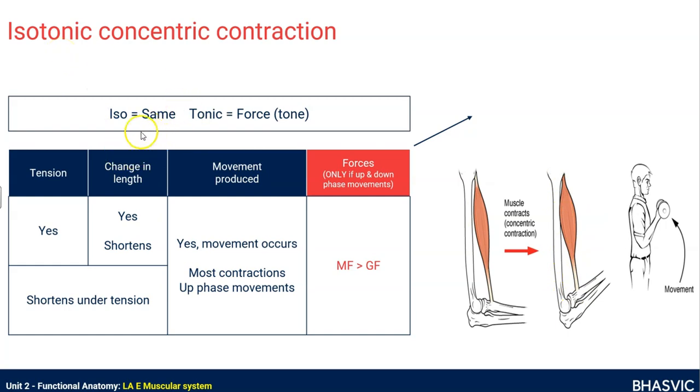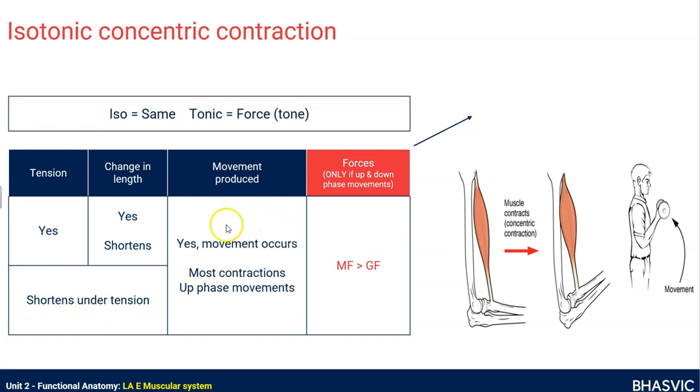So what I've missed out is that iso means the same as we know already, and tonic means force. So during this upward phase, this biceps brachii generates the same amount of force at every angle during that upward phase. So same force or same tone. So is there tension? Yes. Does it change in length? Yes, it does. It shortens. So we could phrase that as the agonist shortens under tension. That's a nice way of summarizing both of those.